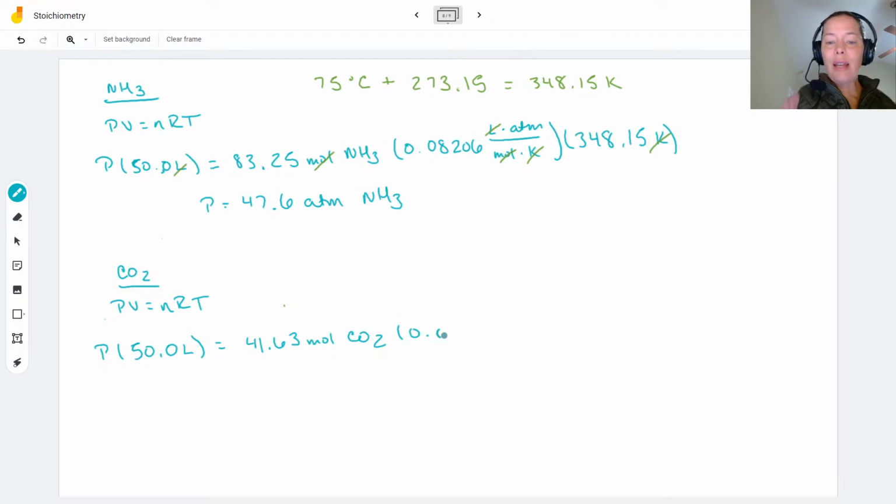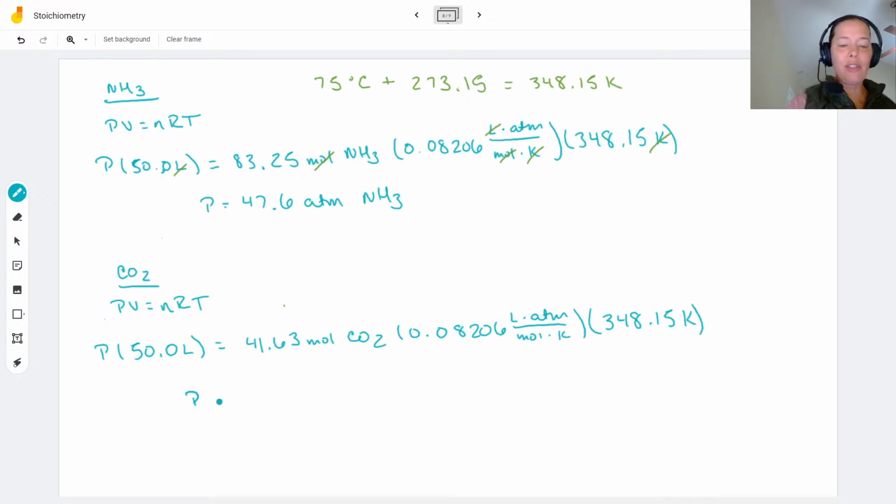Still using the same value for R because it has the units that I want, just like it did for ammonia. Mole K, and of course my temperature is still 348.15 because it said the whole reaction was at that temperature. Okay, so just solve for pressure and I get 23.8 atmospheres of carbon dioxide. Again, let me just show that my units are still canceling like I want them to cancel. And I'm left with atmospheres, which is why I get atmospheres here.